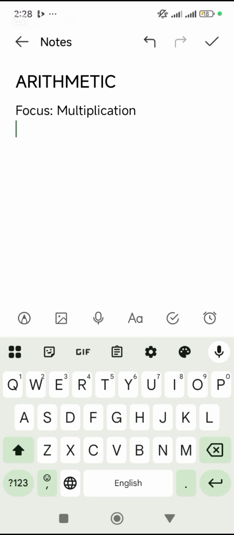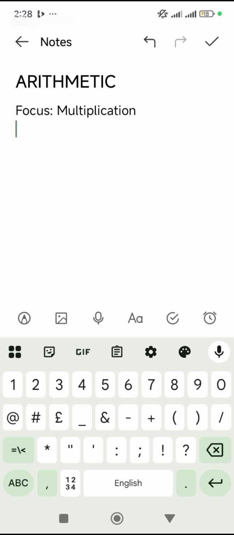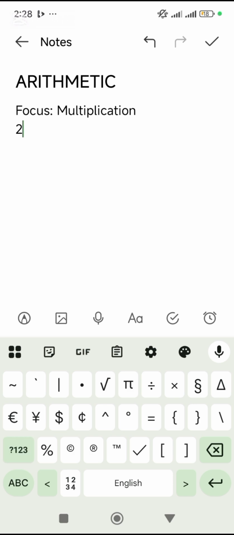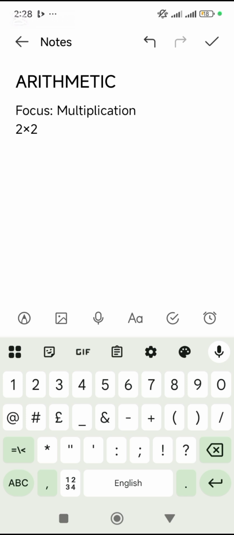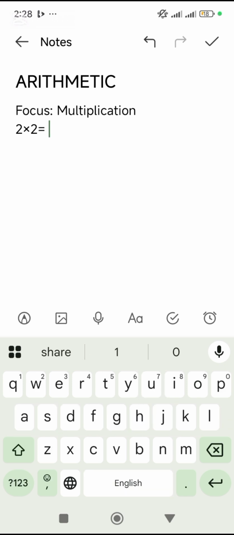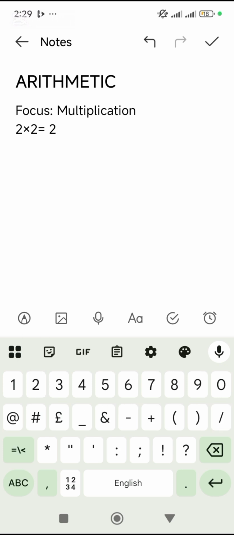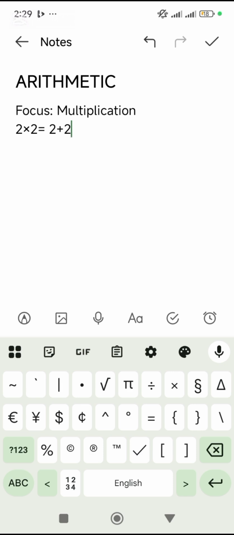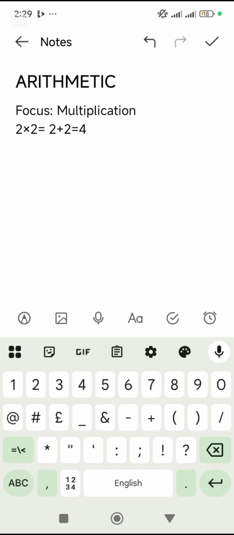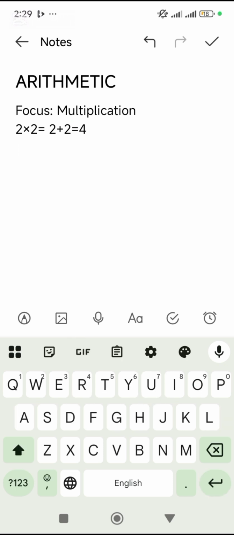To multiply means to find multiples of a particular number. Say, for example, 2 multiplied by 2. What we are simply saying is the multiples of 2. So we could have 2 plus 2, and that is equal to 4.